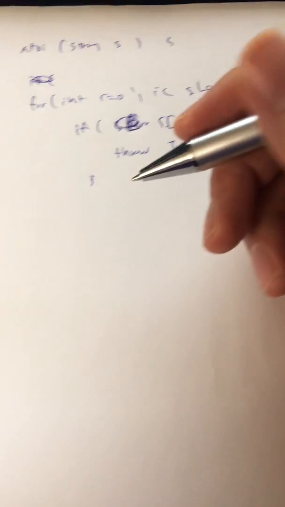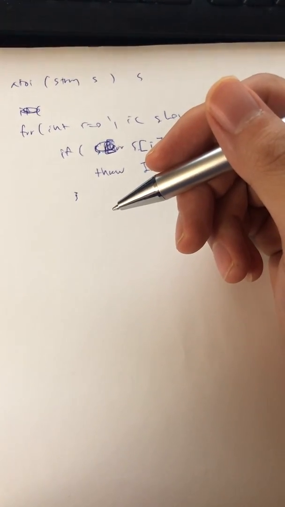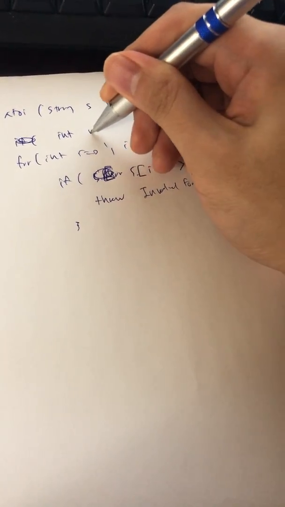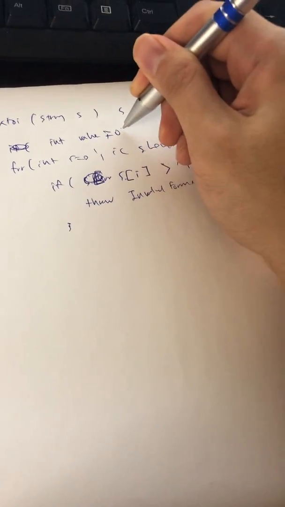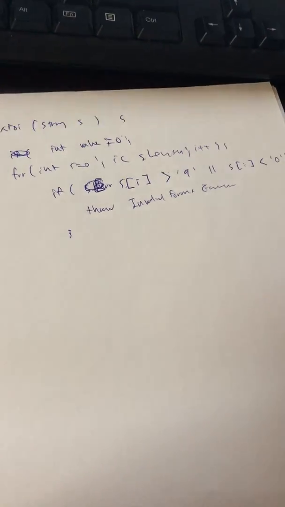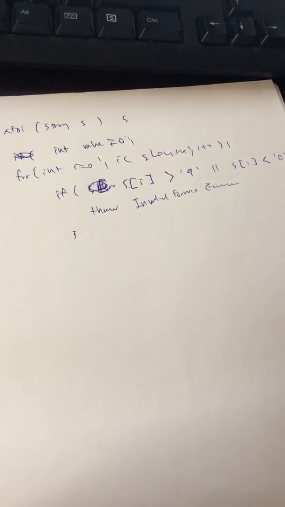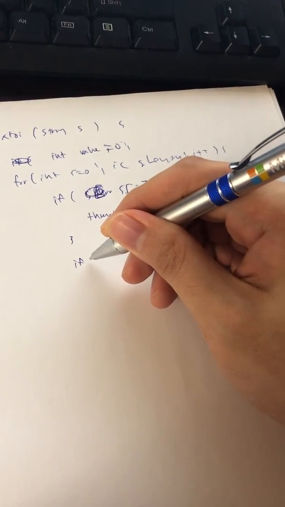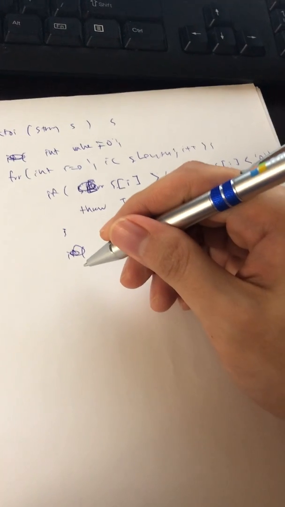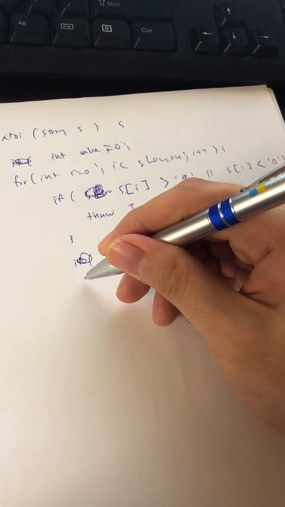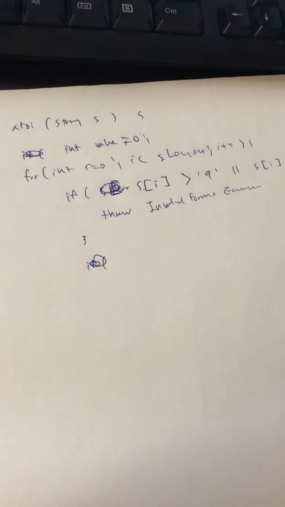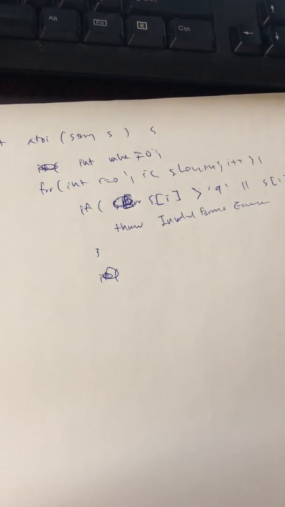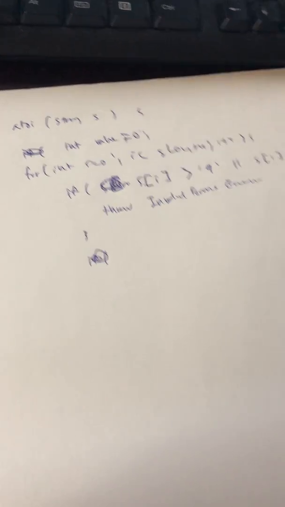If not, then we have a valid format. So what I'm going to do is add the value. I'm going to set it equal to 0 right now. Depending on where it's at, I'm going to use a little bit of math. So I'm going to subtract from 0.